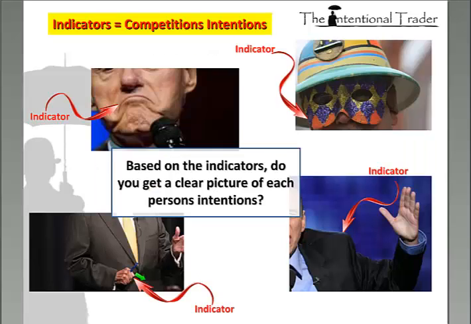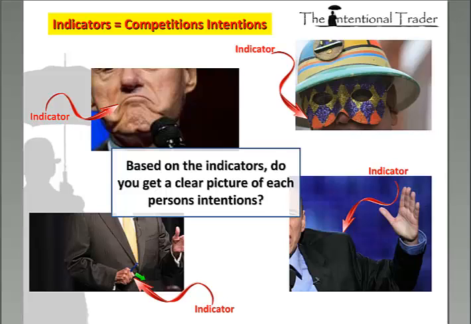For example, here's some indicators that some people will give. Indicators are basically what we're going to use to see what our competition's intentions are, right? Our competition, the big money, or other retail traders. What are their intentions? This is typically what an indicator is.